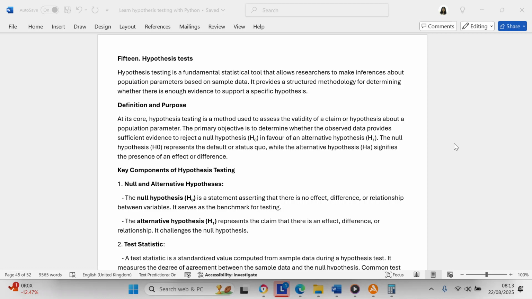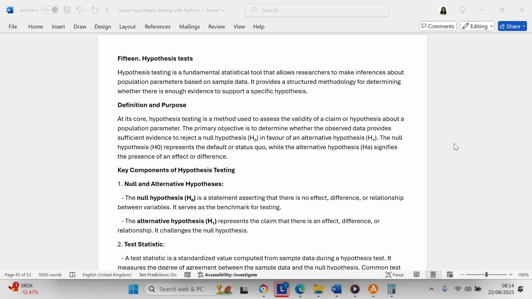In this video, what we're going to be talking about is hypothesis test, because the nature of this course is on hypothesis test. And we finally got to the actual chapter in the course that deals with hypothesis test. So hypothesis testing is a fundamental statistical tool that allows researchers to make inferences about population parameters based on sample data. It provides a structured methodology for determining whether there is enough evidence to support a specific hypothesis.